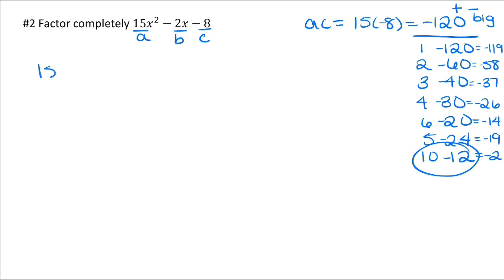So remember, what we do now is we use that to split the middle term. So this -2x, we're going to rewrite as plus 10x minus 12x. That's the reason we found those factor pairs.